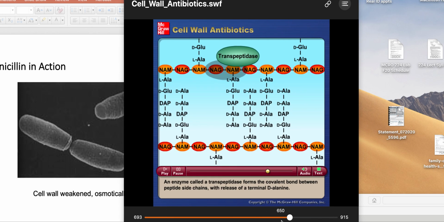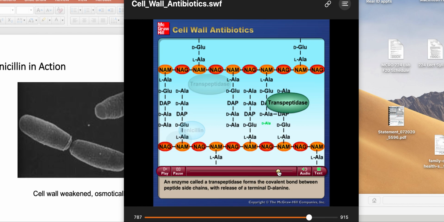So in this particular case, here's the peptidoglycan. Here's these repeating NAM and NAG subunits, as I've talked about, and then these amino acid side chains. And these side chains have to be linked together in order to solidify the cell wall. And the enzyme that does it is called transpeptidase, as you see here. So transpeptidase will come in and remove the terminal alanine. You see it going away there, and then adds a bond between the two side chains.